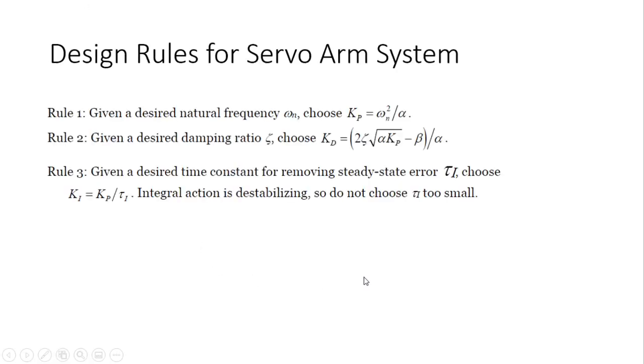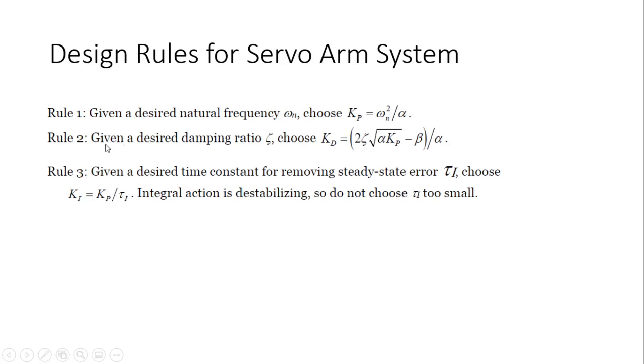So for the design rules for our servo arm, I'm not saying it's a design rule for a car or anything like this. For our servo arm, the system model was alpha divided by s squared plus beta times s. Given a desired natural frequency omega n, we will choose kp first, where kp is omega n squared divided by alpha. You should look back at the lecture notes, where we have a closed loop characteristic root. That's where it's coming from.